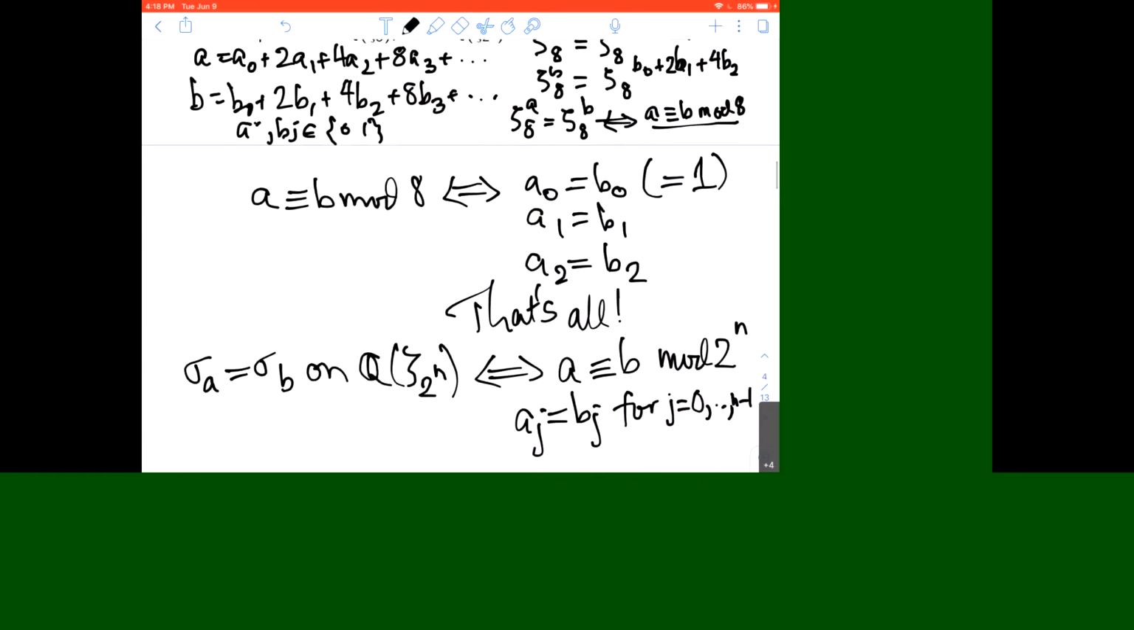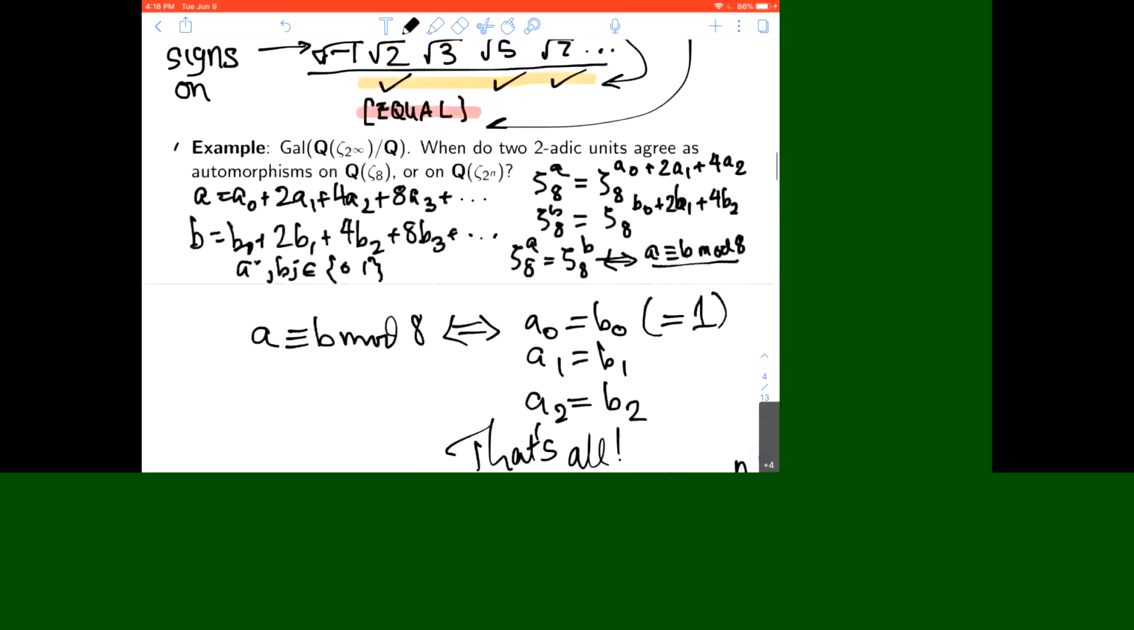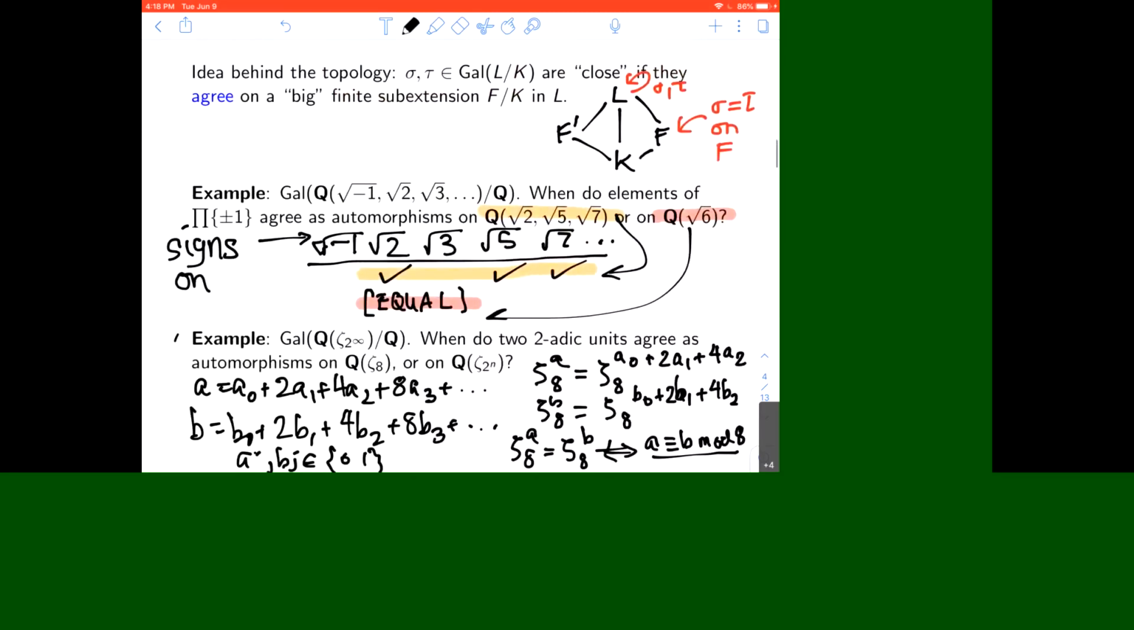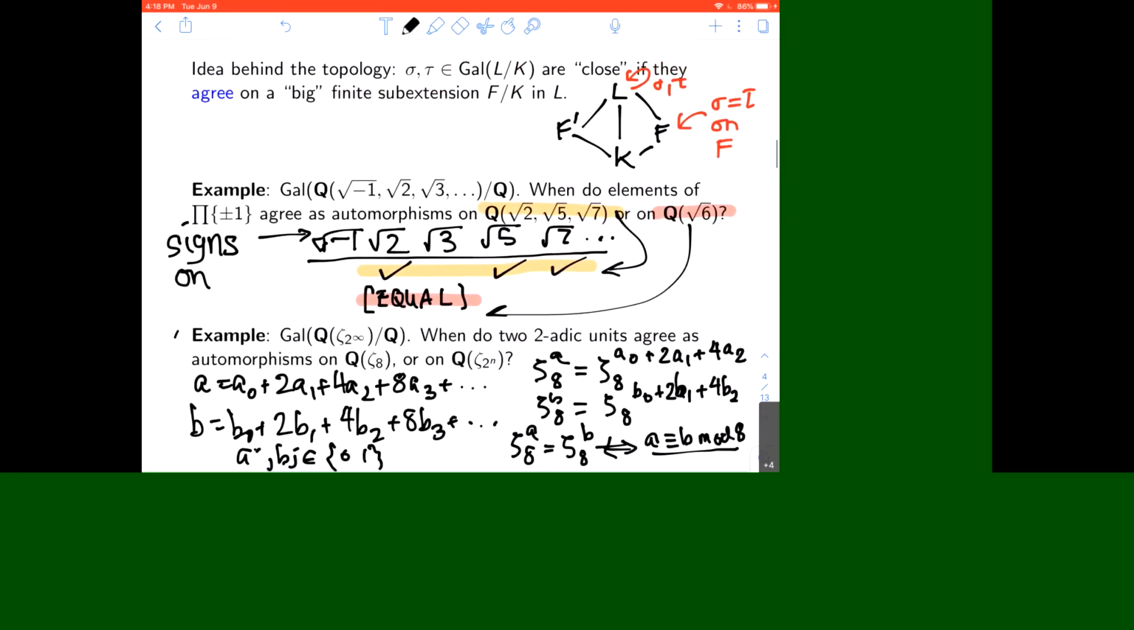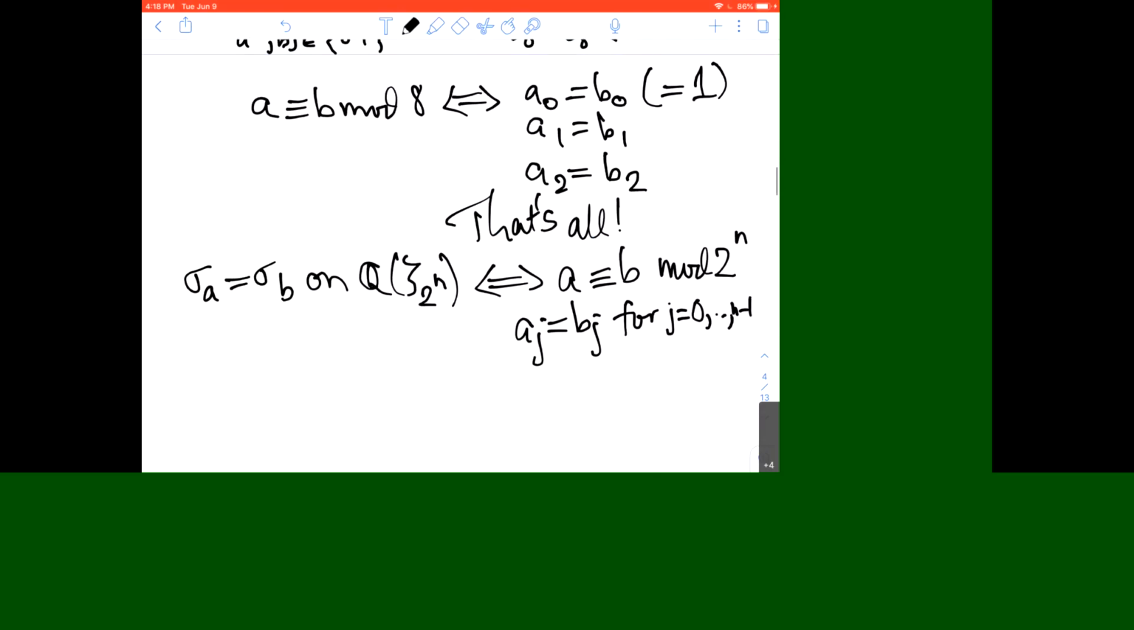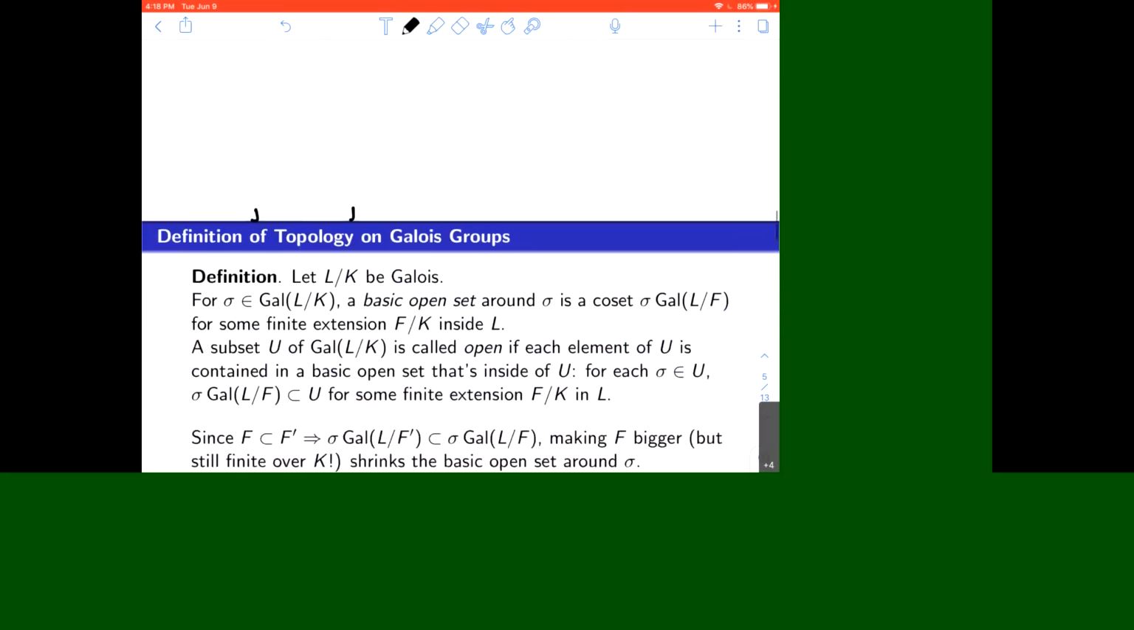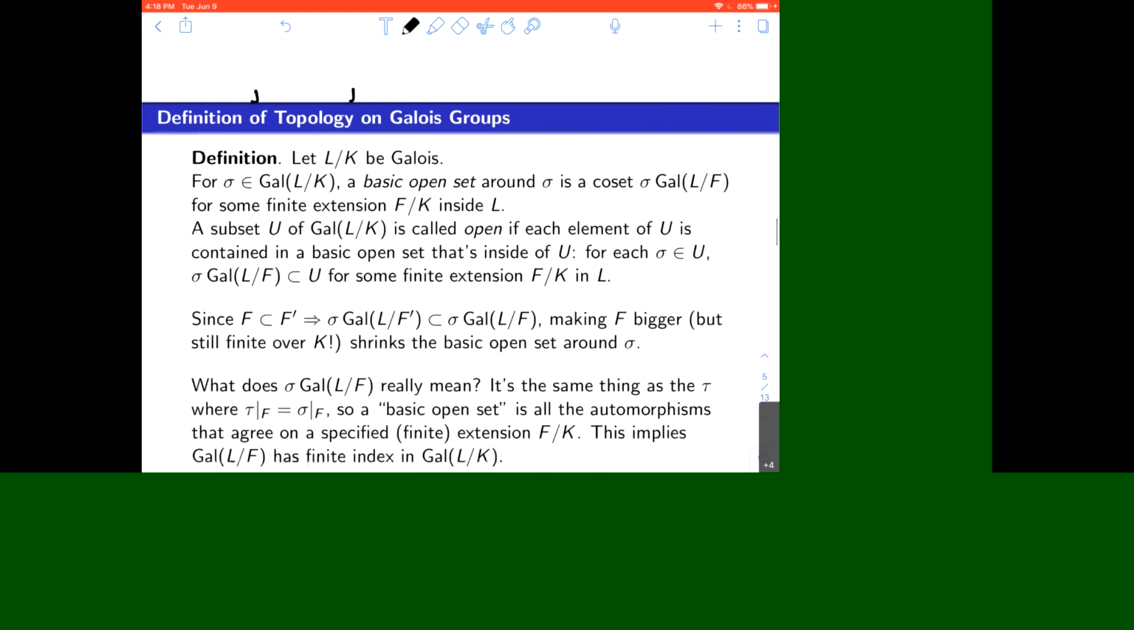This notion of digits being close is specific to when acting on roots of unity. In the multi-quadratic example, it would look more like the product topology. So different examples might have different intuitions, but the basic idea is the same: on a finite extension, the larger you take that finite extension, the closer intuitively the automorphisms will be.